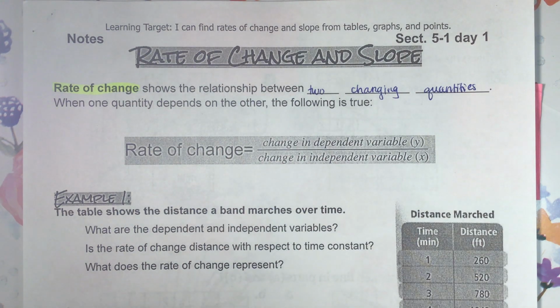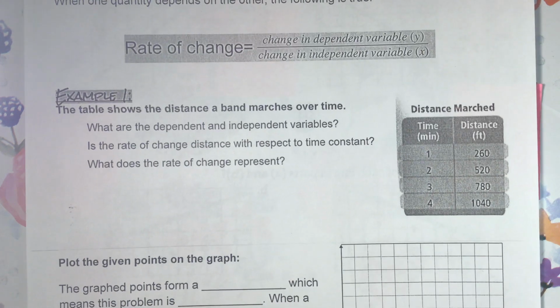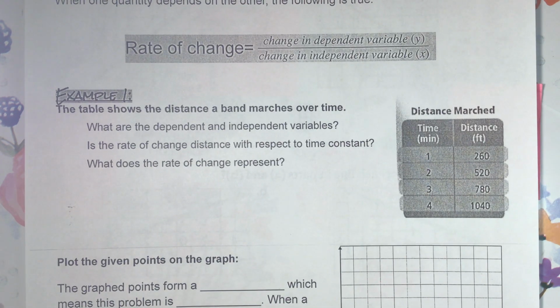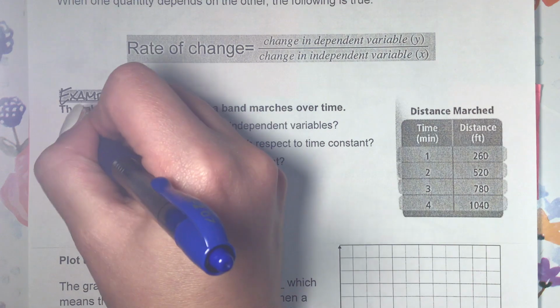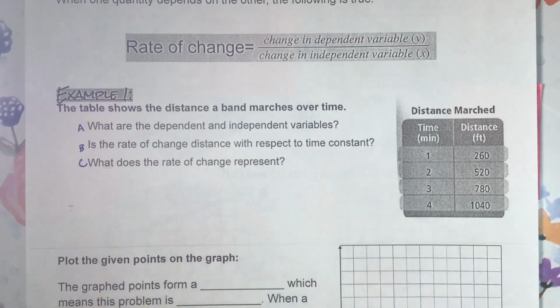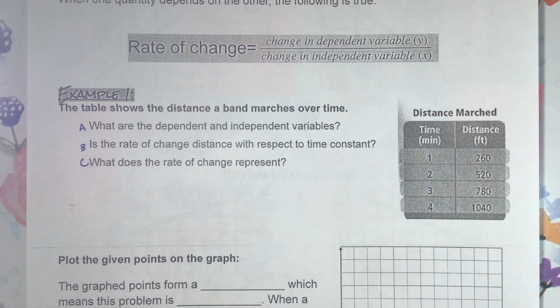All right. So let's look at our first example and see how rate of change is involved in that. It says the table shows the distance a band marches over time. What are the dependent and independent variables? Is the rate of change with respect to distance and time constant? And what does the rate of change represent? Okay, so I'm just going to say A, B, and C just so you can see where I'm putting stuff.